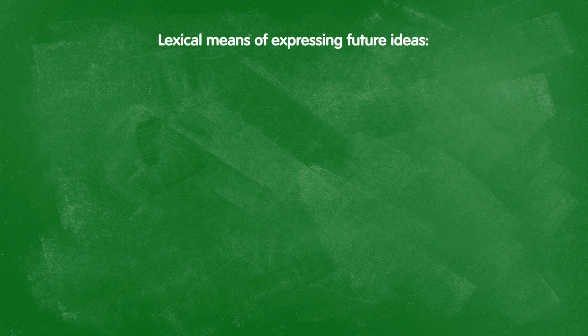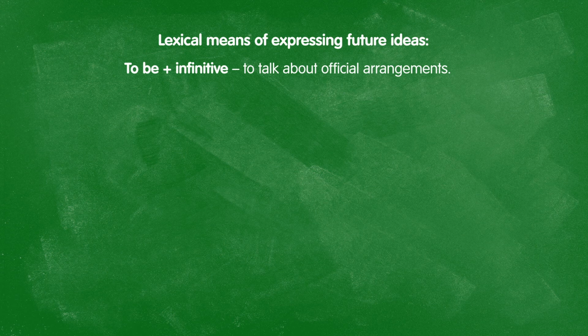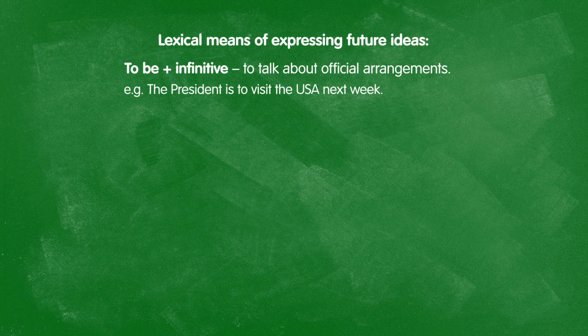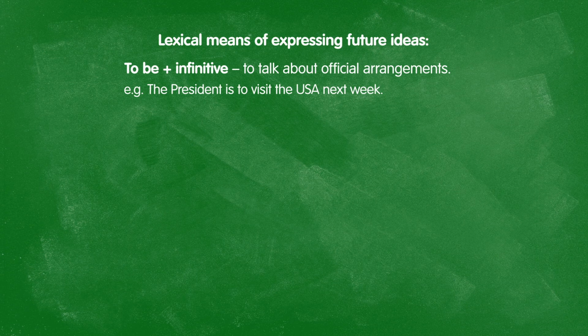So that's all for the grammatical means to express the future, but we also have some lexical ways of talking about the future. For example, to be with the infinitive, as in the example, the president is to visit the USA next week. Here, I'm talking about official plans or official arrangements which have already been made and will certainly happen. We also have the phrase, to be about to do something with the infinitive, as in the phrase, he is about to leave. He will leave very soon in the future.